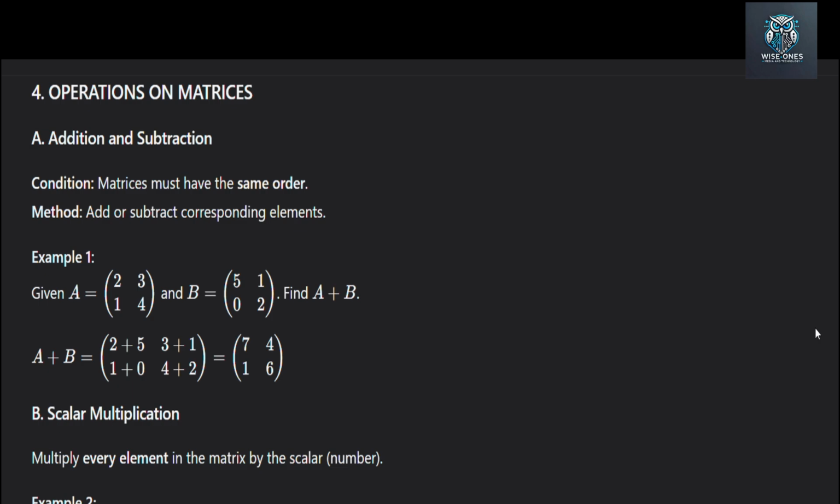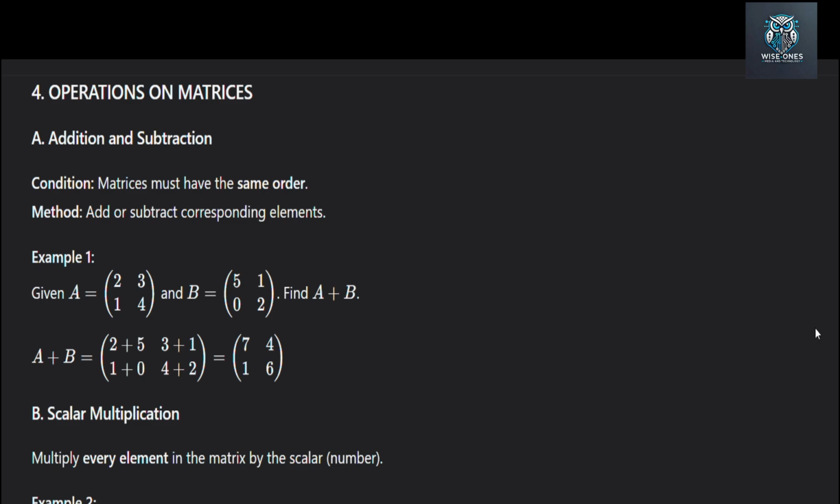The method is simple. You add or subtract corresponding elements. Top left adds to top left. Top right adds to top right. Let us look at example 1. Given matrix A equals a 2 by 2 matrix, first row 2, 3, second row 1, 4. Given matrix B equals a 2 by 2 matrix, first row 5, 1, second row 0, 2. Find A plus B. We add the corresponding elements.